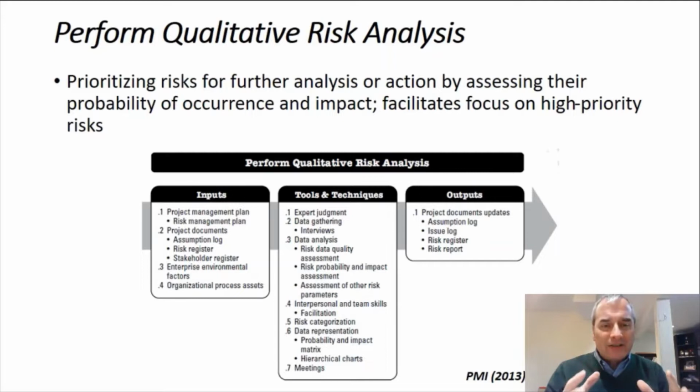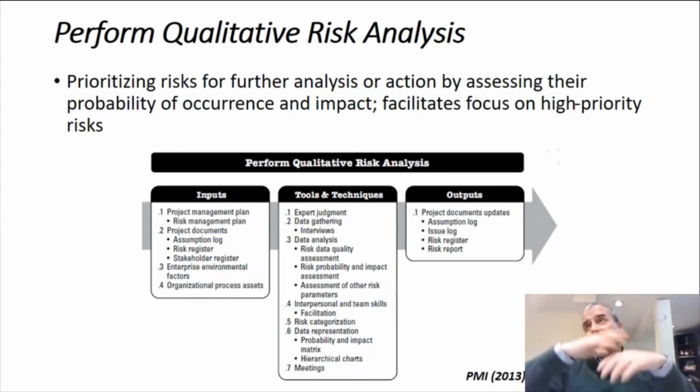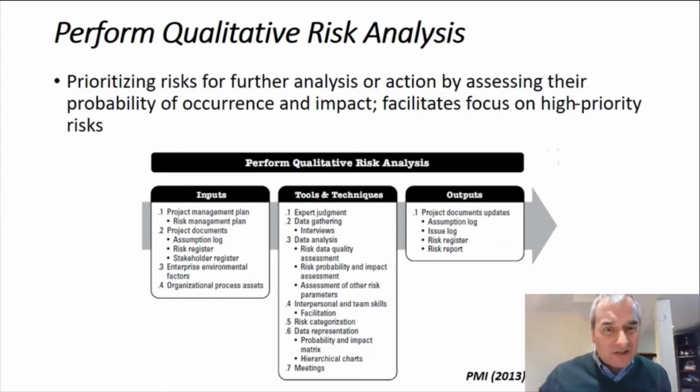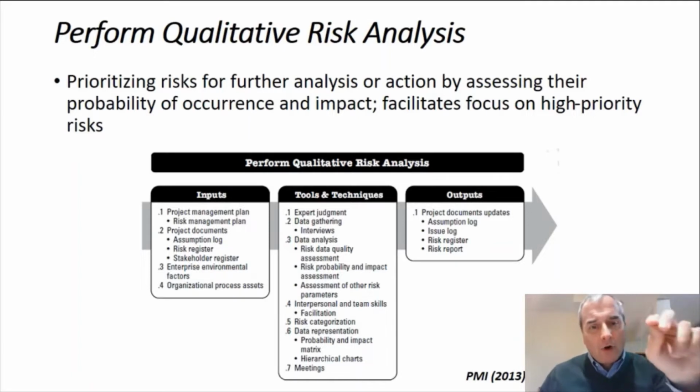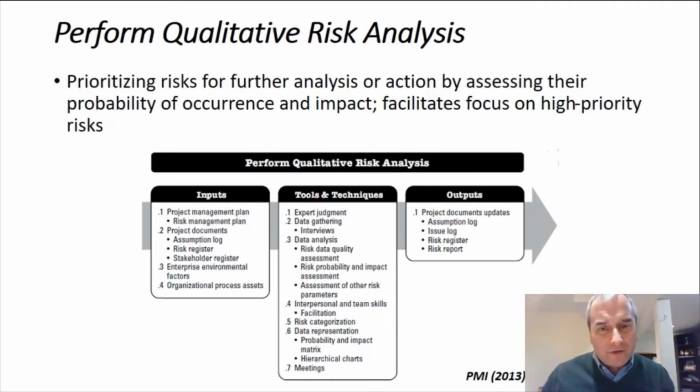Qualitative risk analysis. This is prioritizing risks for further analysis or action by assessing their probability of occurrence and impact. Qualitative risk analysis facilitates focus on high priority risks. That is the key. You have this big list of risks. What do I do with them? Which end is up? Qualitative risk analysis helps you figure out which ones you need to focus on first by helping you focus on the high priority risks.